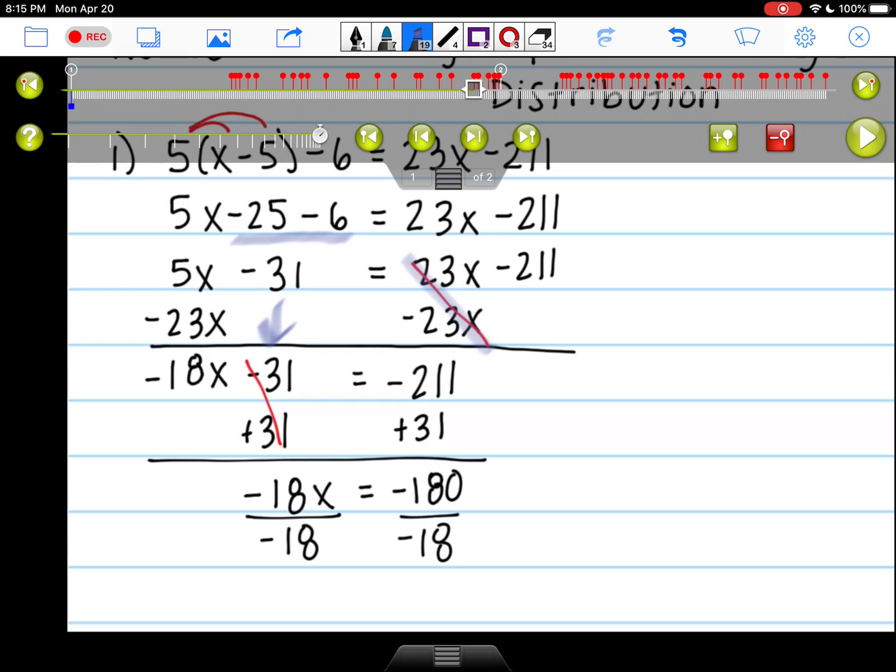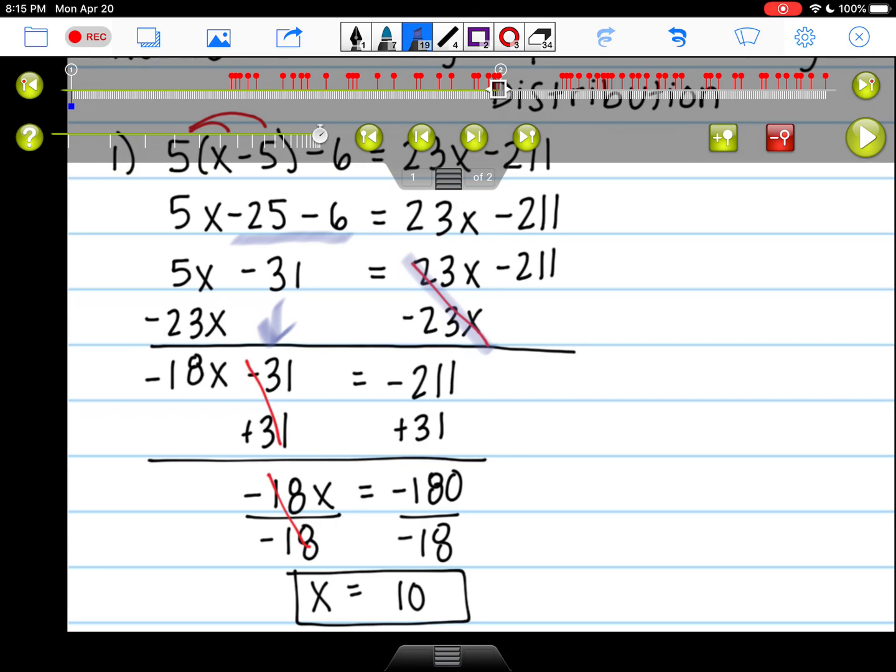And then divide each side by negative 18. Negative 18 divided by negative 18 is just 1. So those cancel out. We have 1x left. And then negative 180 divided by negative 18 is 10. So x equals 10. And that's your final answer.